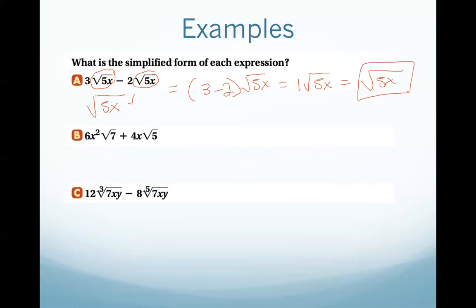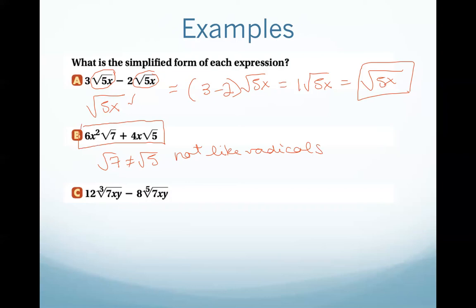In our next example, we have 6x squared times the square root of 7 plus 4x times the square root of 5. The square root of 7 is not the same as the square root of 5. These are not like radicals. I'm still going to check if the radicals can simplify. 7 and 5 are both prime, so that is the simplest form we can make it. We cannot combine those because they are not like radicals.